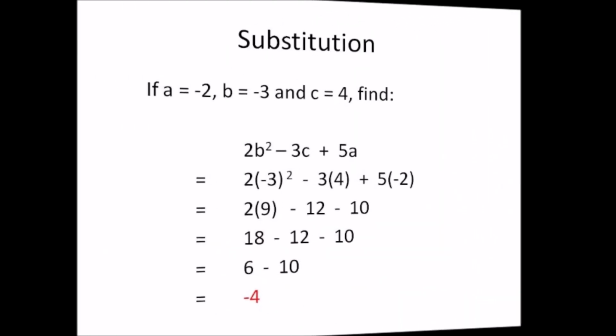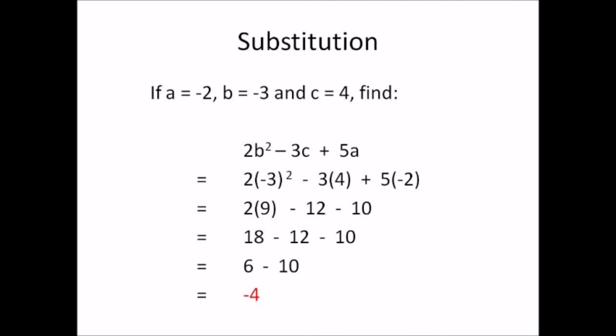Substitution. When you substitute, put in -2 for a, -3 for b, and 4 for c. So you get 2 times -3 squared, negative times negative is positive 9. 9 times 2 is 18. -3 times 4 is negative 12, and then 5 times negative 2 is negative 10. So you get 18 minus 12 is 6. 6 minus 10, which number is bigger? 10. So you subtract. Once you have plus and minus, you subtract, and you get negative 4.